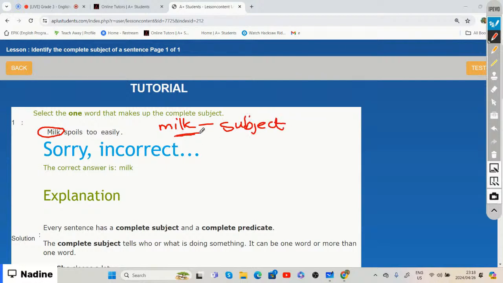Because it says milk, it spoils. It's something that milk does. It spoils too easily, right? So milk is our subject within that sentence. It doesn't necessarily have to be somebody's name. It doesn't have to really be somebody's pronoun, right? It doesn't have to be a name of an animal. In this case, it is anything that basically does the action.